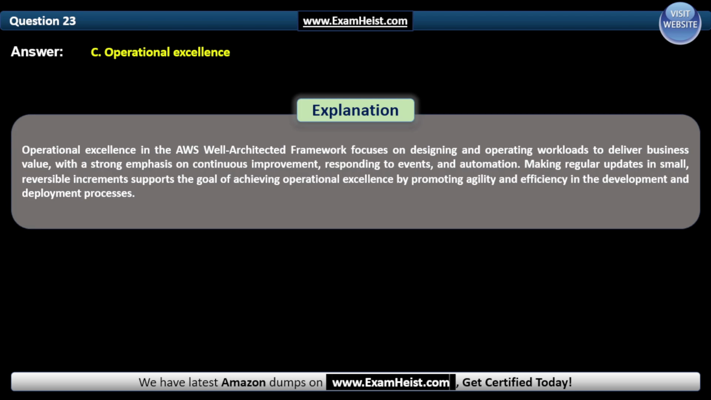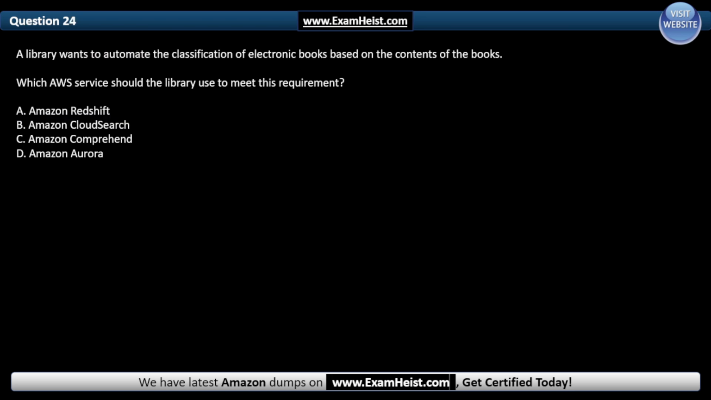Question 24. A library wants to automate the classification of electronic books based on the contents of the books. Which AWS service should the library use to meet this requirement? The correct answer is C. Amazon Comprehend.